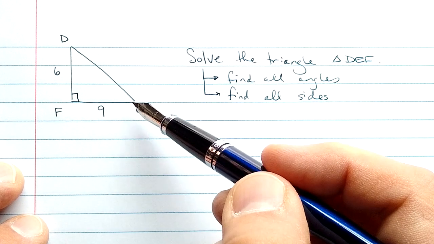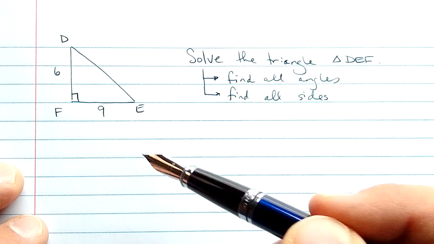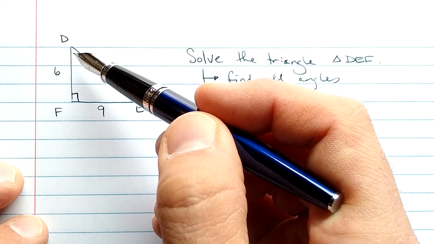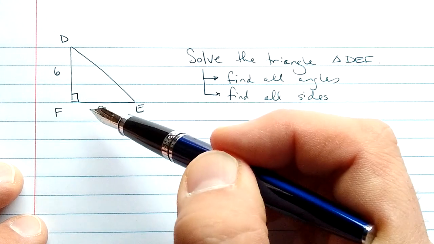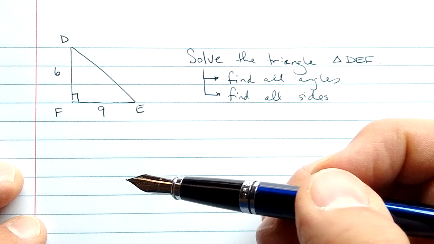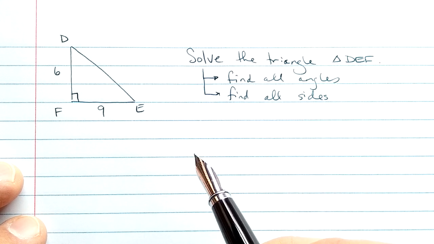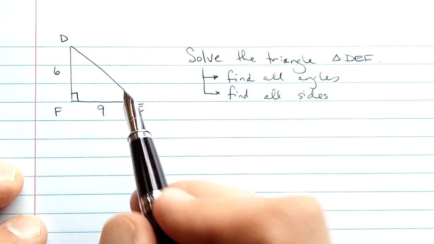To find an angle, for example, finding angle E here, I can use these 2 sides with the appropriate trig ratio. I can do the same thing with D. If I want to find this side length, I could just use the Pythagorean theorem, and that's probably the safest thing to do because I'll get a nice exact answer. So let's start though by finding one of these angles. Let's go with angle E, let's say.